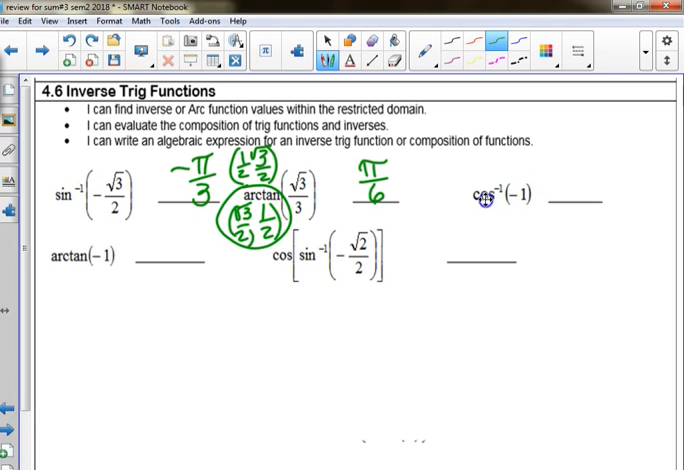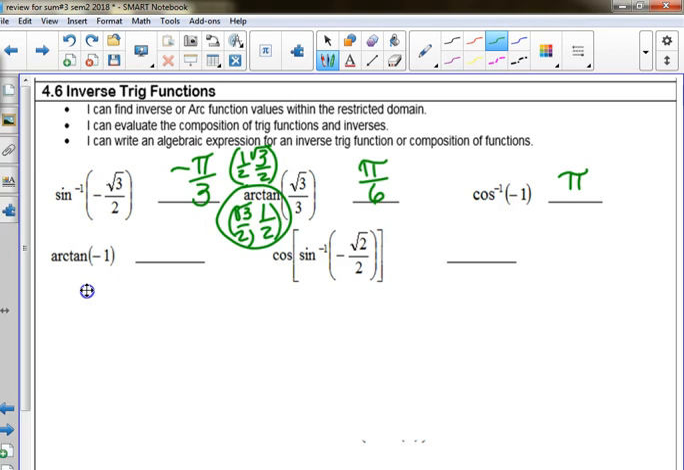Okay. Inverse cosine. Okay, where is the cosine negative 1? So cosine is quadrants 1 and 2, yes? So negative 1 occurs at pi. Am I right?